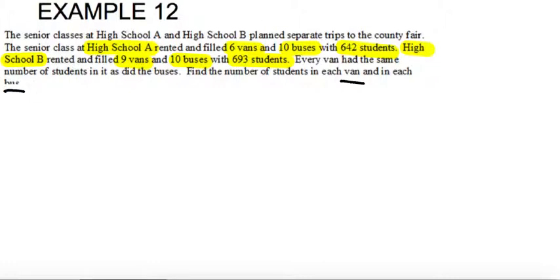Okay, so I have to understand what my variables are. The number of students in each van, we'll call it V. And then the number of students in each bus, we'll call B.